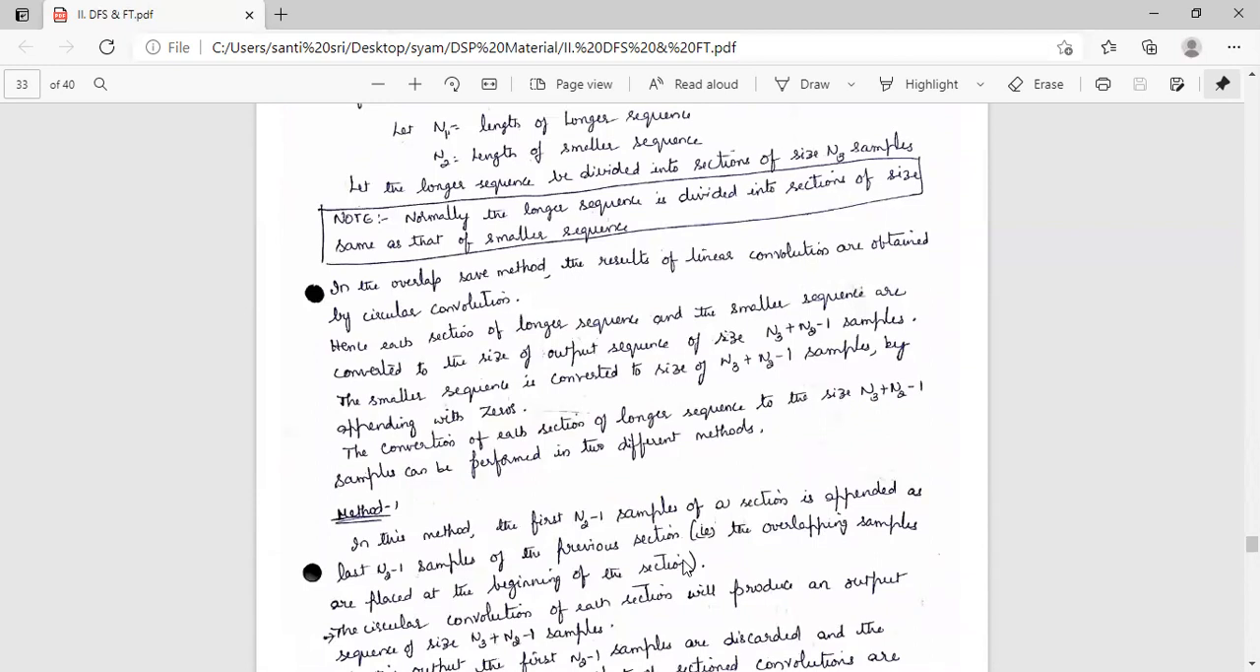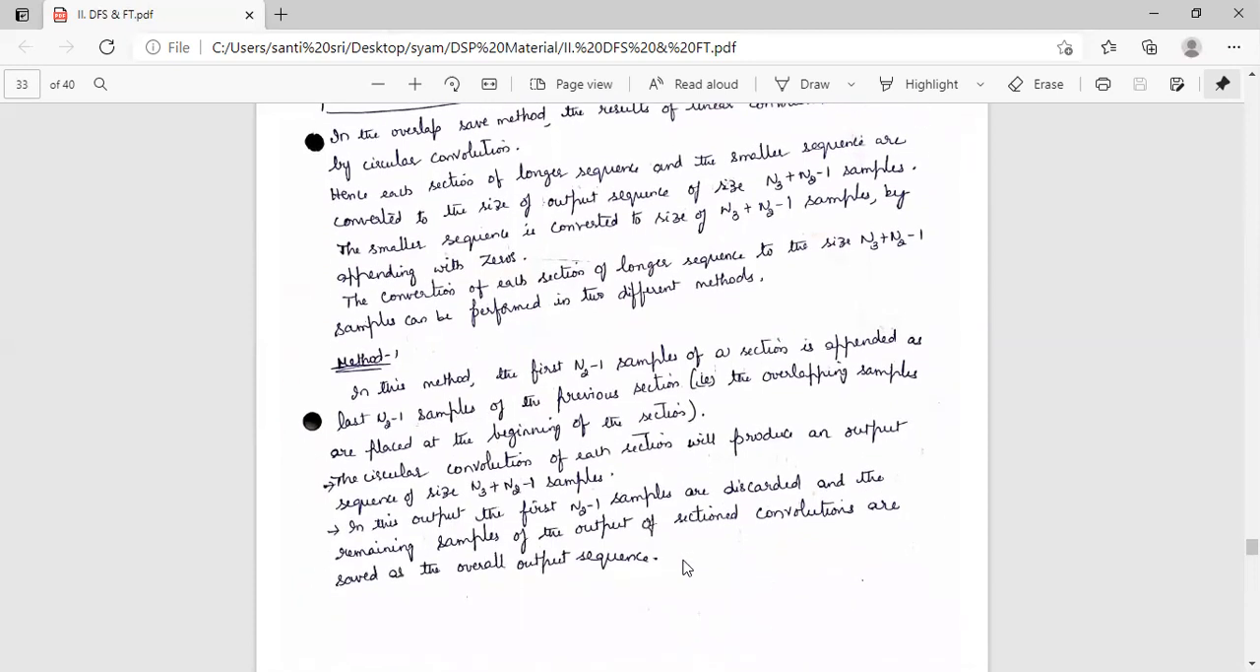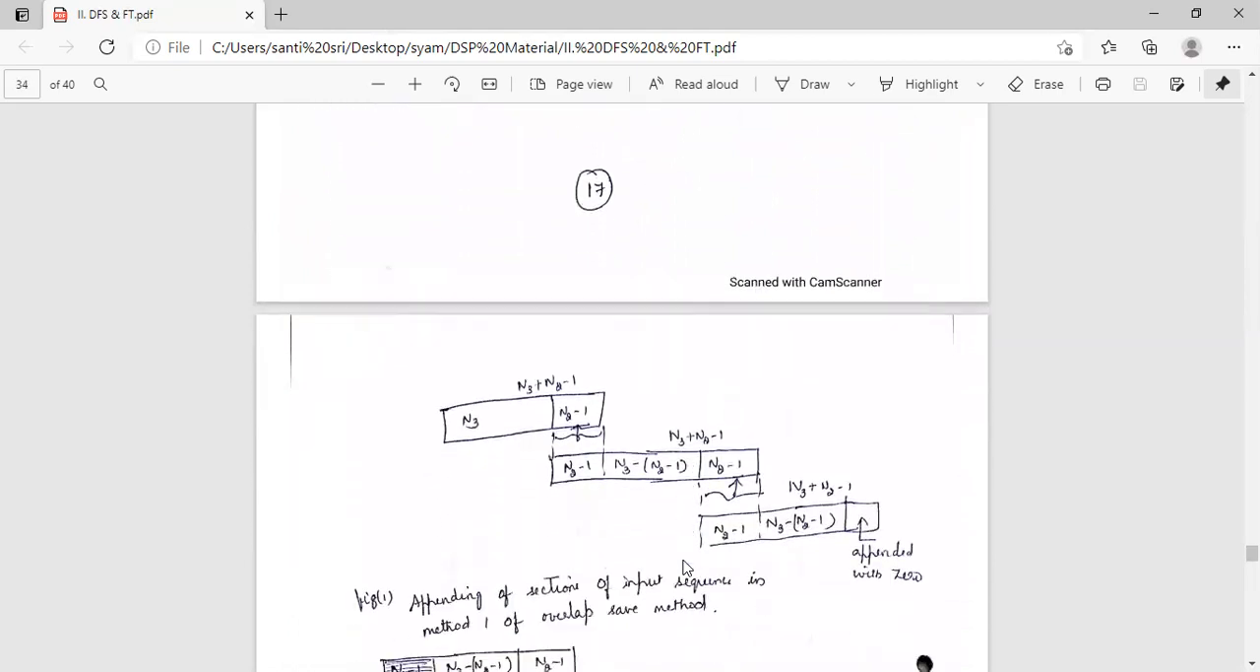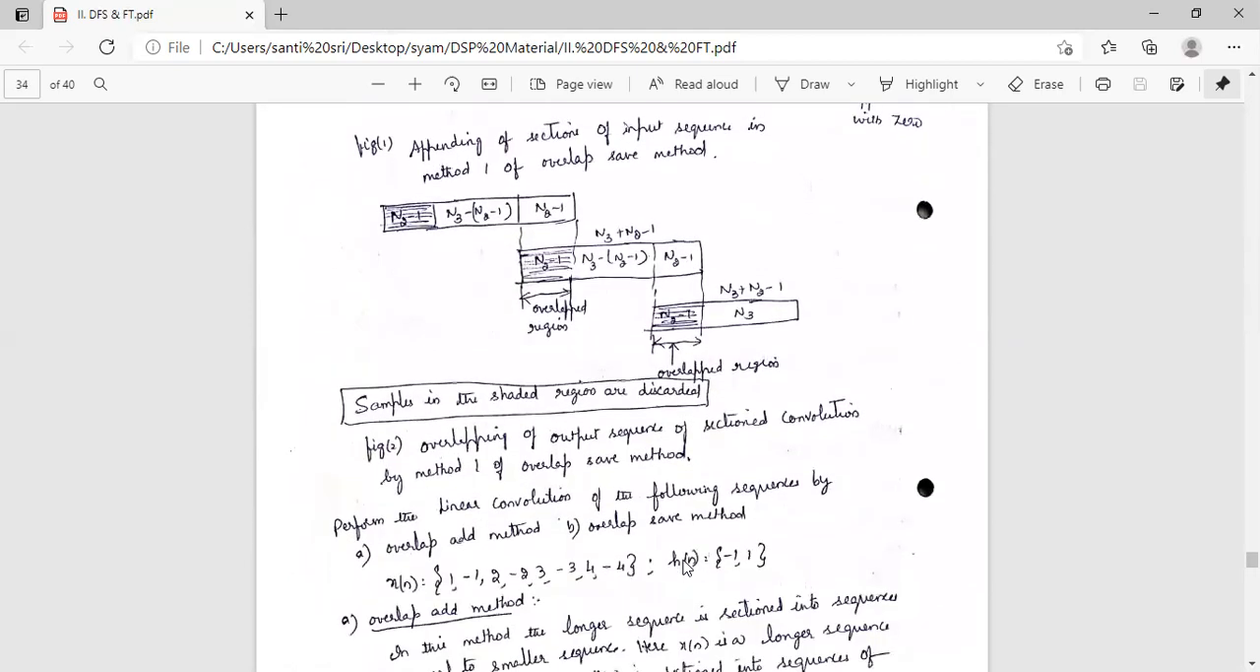Hence, each section of the longer sequence and the smaller sequence are converted to the size of the output sequence, n3 plus n2 minus 1 samples. The smaller sequence is converted to size n3 plus n2 minus 1 samples by appending zeros. The conversion of each section of the longer sequence to size n3 plus n2 minus 1 samples can be performed in two different methods, method 1 and method 2.